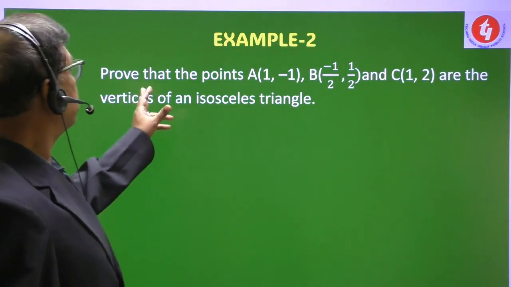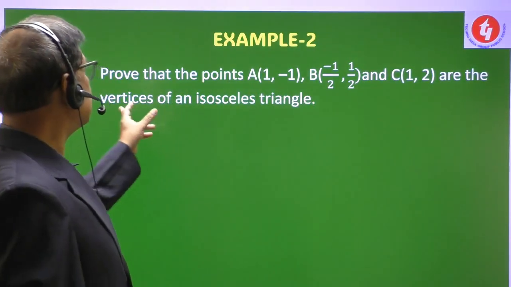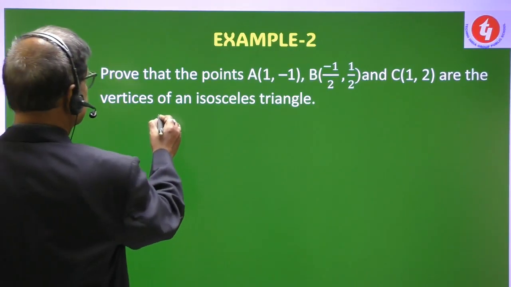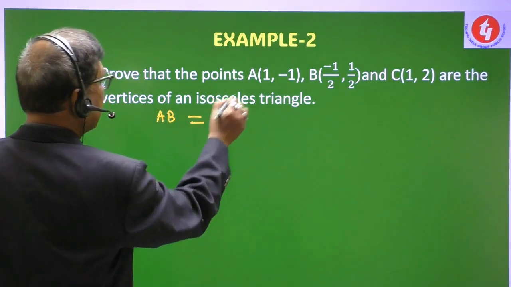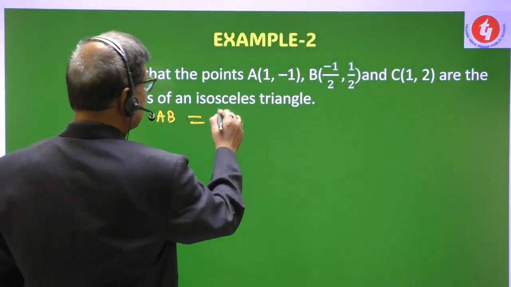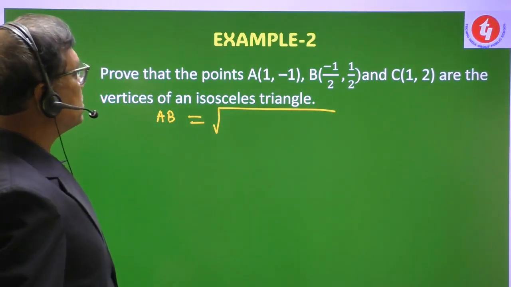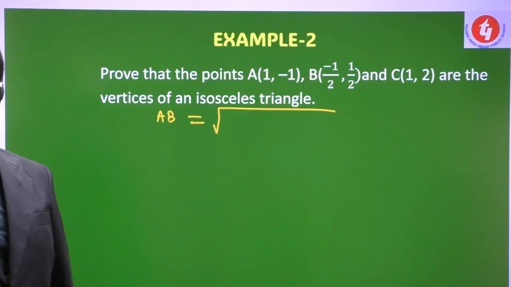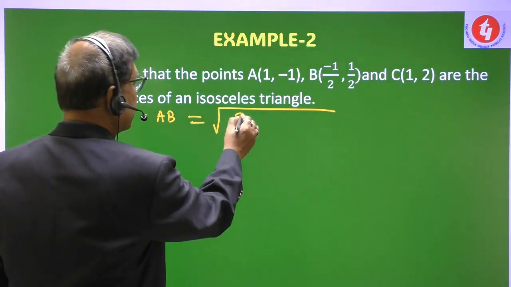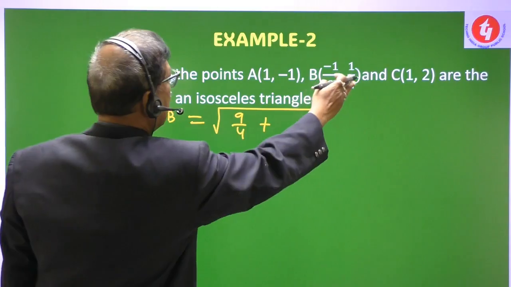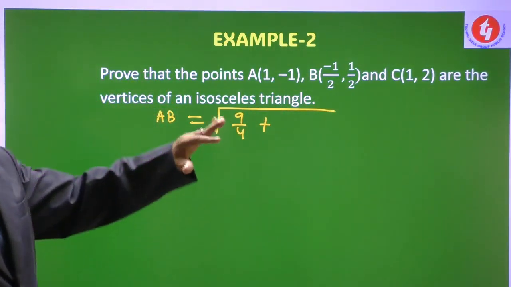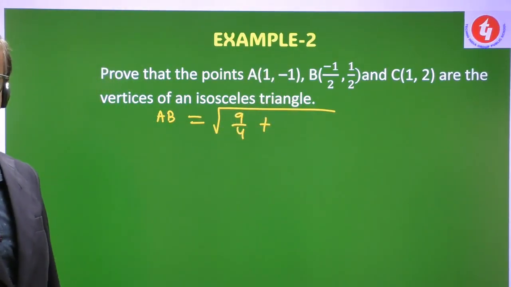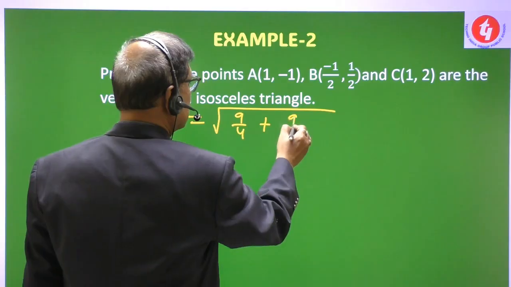Example 2 here. Prove that the points ABC are the vertices of an isosceles triangle. So for that we have to find 3 side lengths. One by one we will find it. AB. Distance formula again. AB means minus half minus 1 whole square. That is minus half minus 1 is minus 3 by 2. And square of that is 9 by 4. Yes. Plus half minus 1, half minus of minus 1. Be careful. Half minus of minus 1, that is half plus 1, 3 by 2. So 3 by 2 square again is 9 by 4.